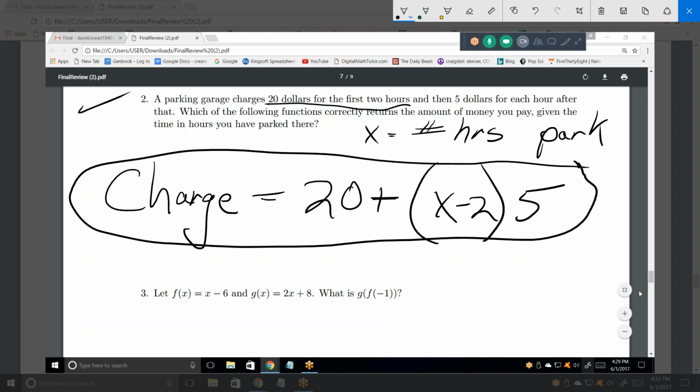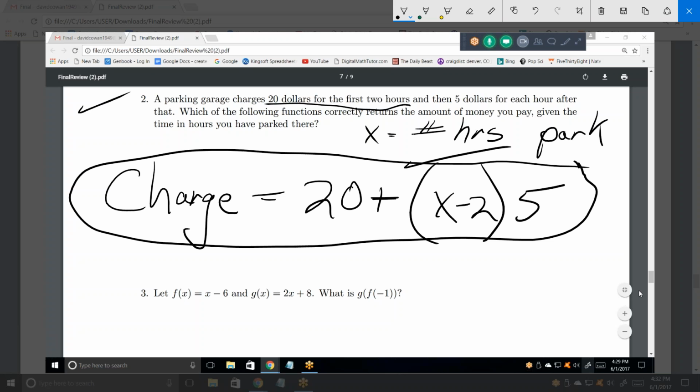Wait, you said for 2 hours? What's the charge? Just 20. Good. Is that correct, first of all? Yeah, because 2 about is 3 hours. 3 hours is 20 plus 1 times 5, which is 25, which is right. Okay. That's pretty much all we need to confirm that we got it right.